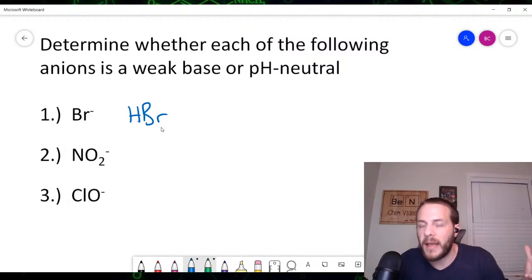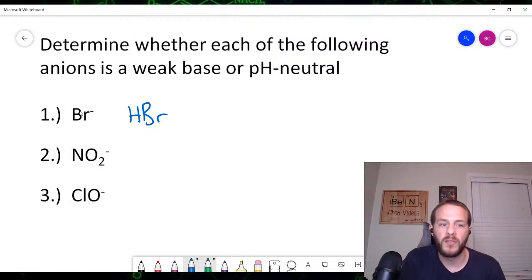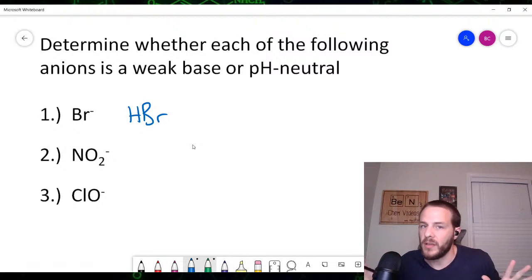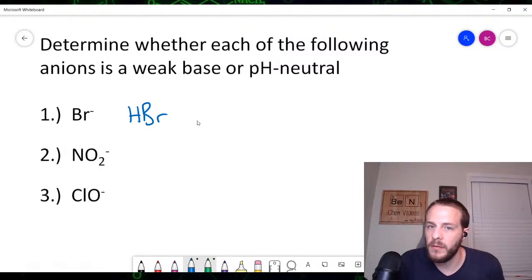Remember, a conjugate acid-base pair is just two substances that are related by the transfer of an H+. So if we add an H+ to Br-, we get HBr. So Br- is the conjugate base of HBr. So the question we're really asking ourselves is: is HBr a strong acid or a weak acid? If we look at a table of strong acids, are we going to find HBr in there? If we look at a table of weak acids, are we going to find HBr in there?